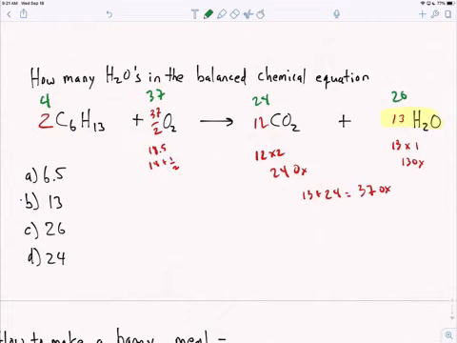Now if you look at the oxygen, when you go to the oxygens, you have 12 times 2, 24 oxygens here. You have 13 times 1, you have 13 oxygens here. So that means on this side of the equation, you have 37 oxygens. How do you do that? 37 halves. Or you multiply the whole thing by 2.